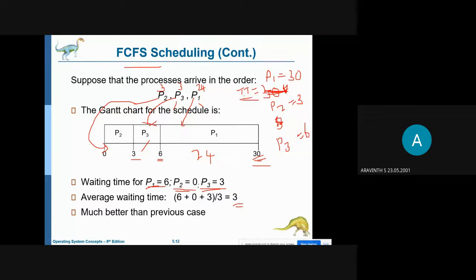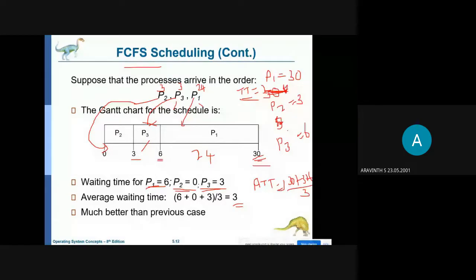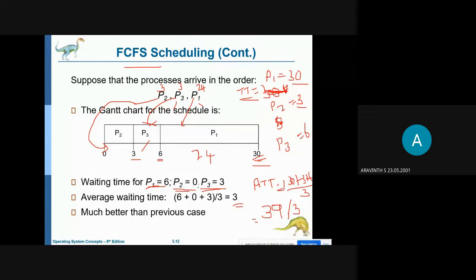So you find the turnaround time, TT. Now you want to find the average turnaround time, ATT. So 30 plus 3 plus 6, divided by 3, as there are 3 processes. So 39 divided by 3, you will get 13. So 13 will be the average turnaround time.